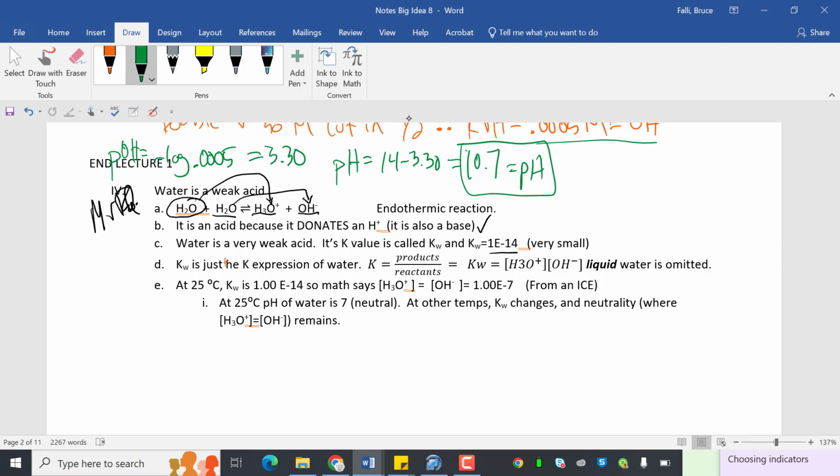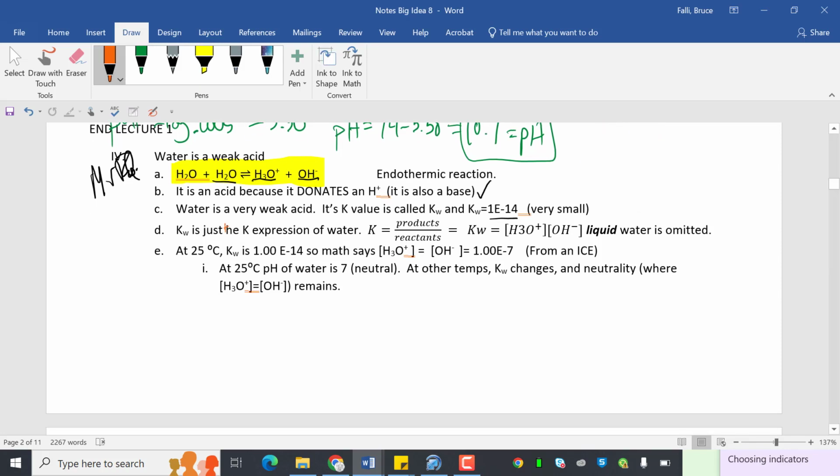So it's this expression up here, where I have products over reactants, right? My reactants are liquids, so we leave them out. At 25 degrees Celsius, Kw is 1e negative 14. So the math says H3O positive equals OH negative equals 1e negative 7. At 25 degrees Celsius, water is pH 7, neutral. At other temperatures, Kw changes and neutrality changes.